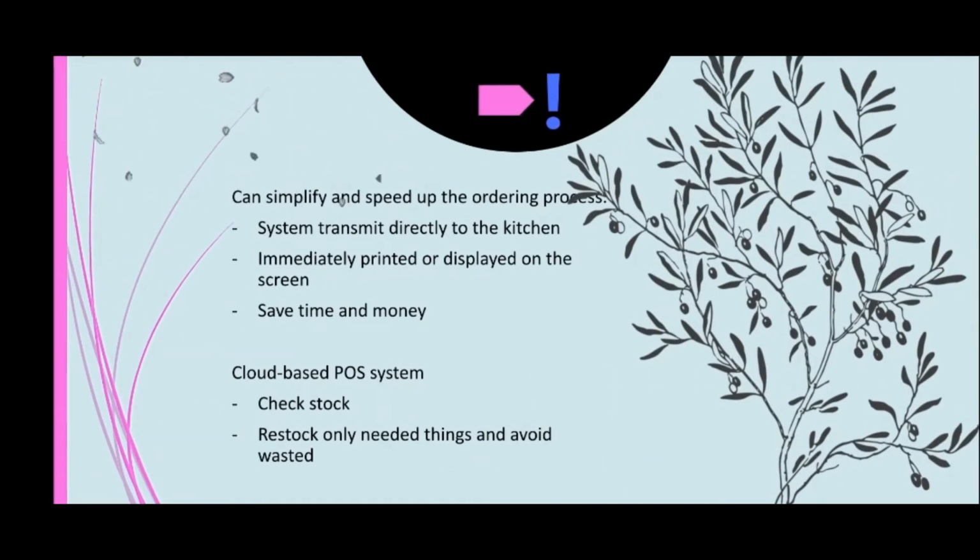Nowadays, technology can simplify and speed up the ordering process. The best management system transmits the order taken at the point of sale, which is the POS system, directly to the kitchen, where it is immediately printed or displayed on the screen. This system not only makes service quick, but also saves a lot of time and money.